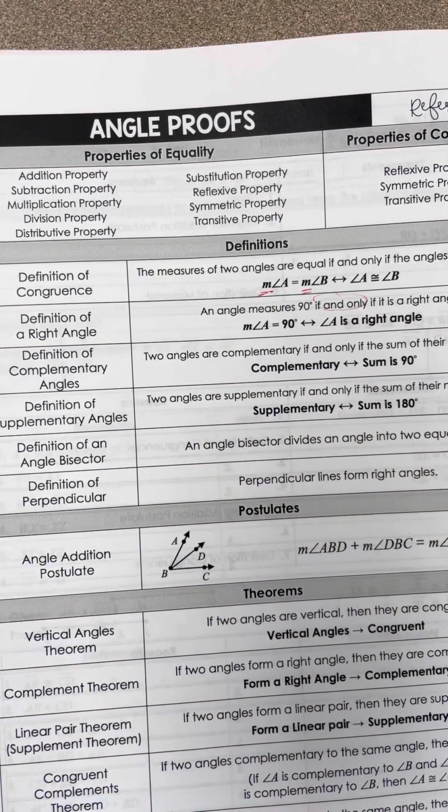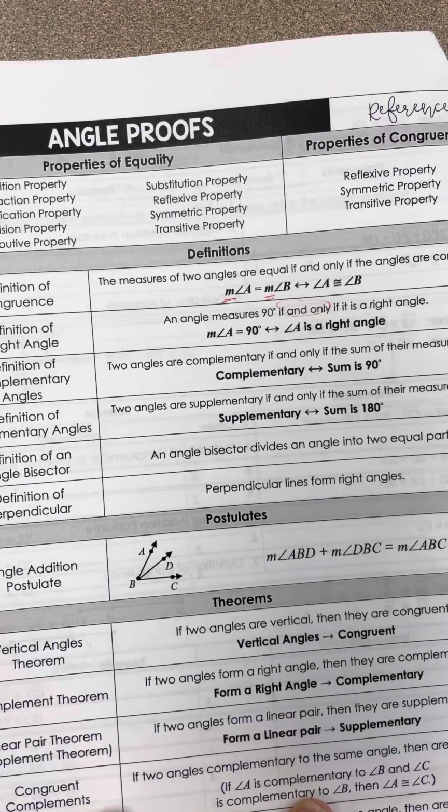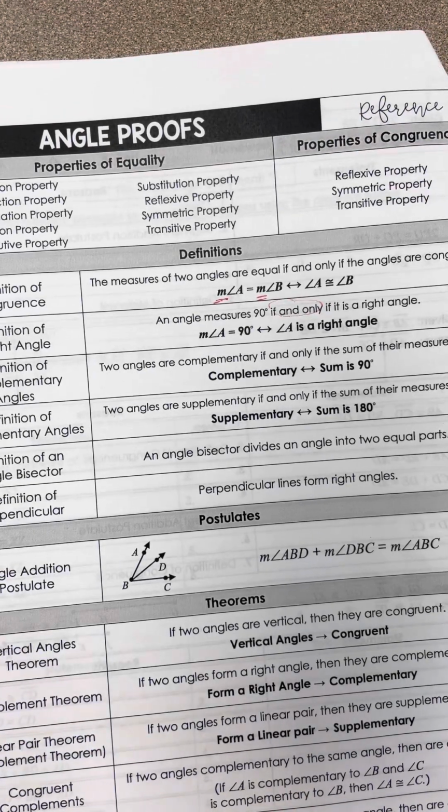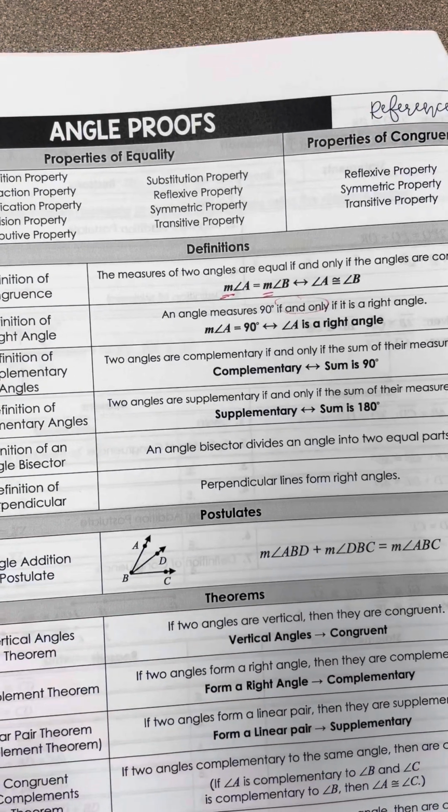All right, next we have definition of complementary angles. So two angles are complementary if and only if the sum of their measures is 90 degrees. So again, it can go both ways. Supplementary, there's nothing new there. Supplementary angles are 180 degrees, and if the sum is 180, then they're supplementary.